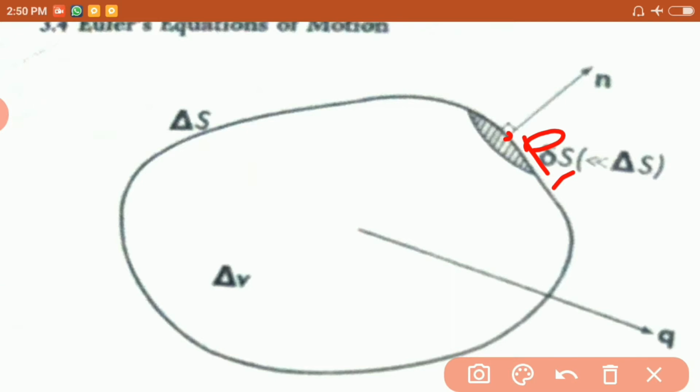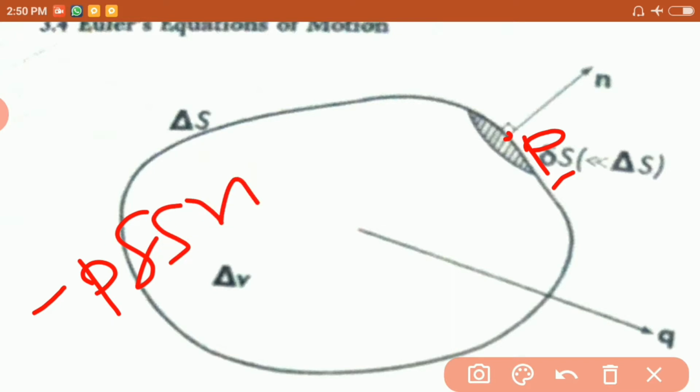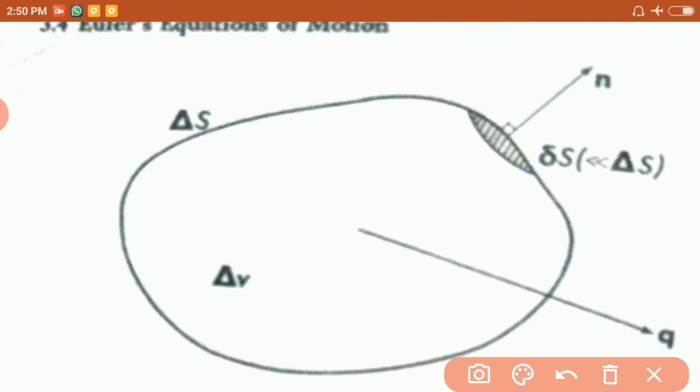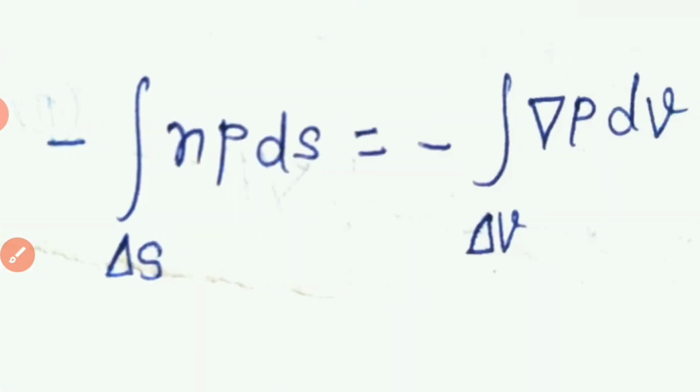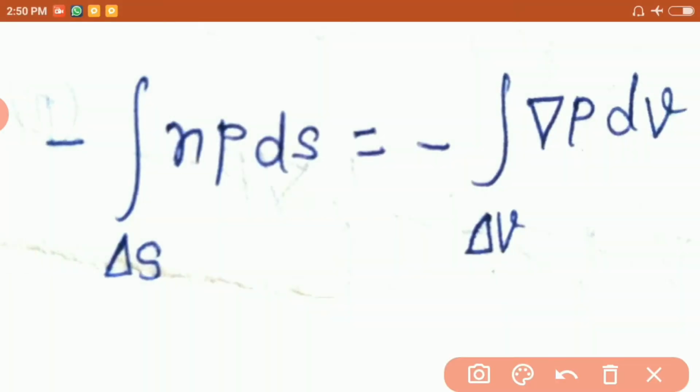Then delta S is moving locally with the fluid. The force on it due to the fluid outside the particle is minus P delta S n. Hence the total surface force on the fluid particle due to the action of the surrounding fluid is minus the integral over delta S of n P dS, which is equal to minus the integral over delta V of del P dV.